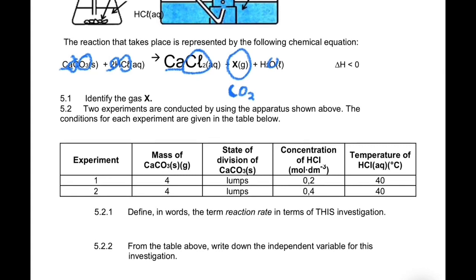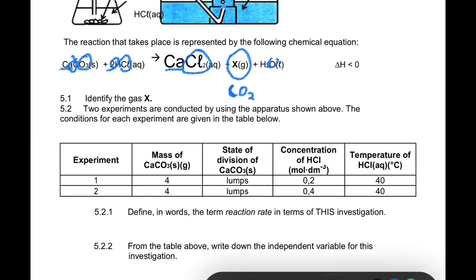5.2 says 2 experiments are conducted by using the apparatus shown above. The conditions for each experiment are given in the table below. And then 5.2.1 says define in words the term reaction rate in terms of this investigation. And now we need to analyze the conditions that are given to us, right? So we have experiment 1 and 2, and then we have the same mass of calcium carbonate, right?